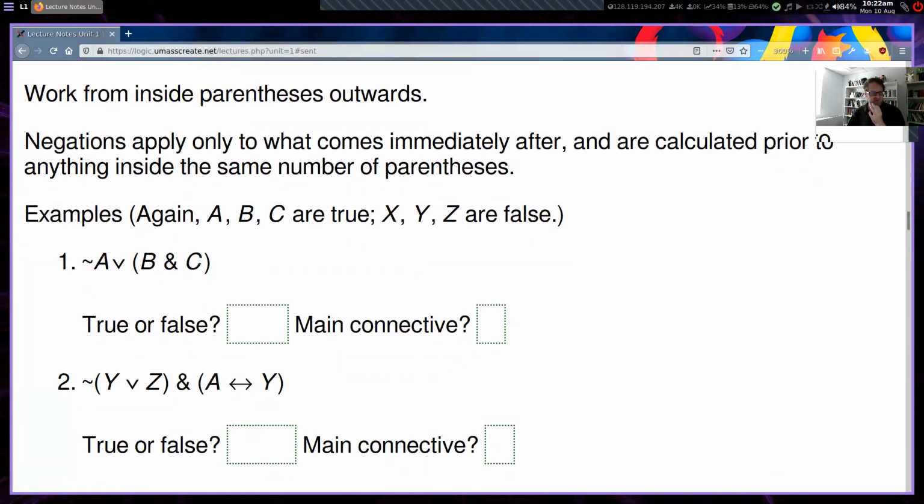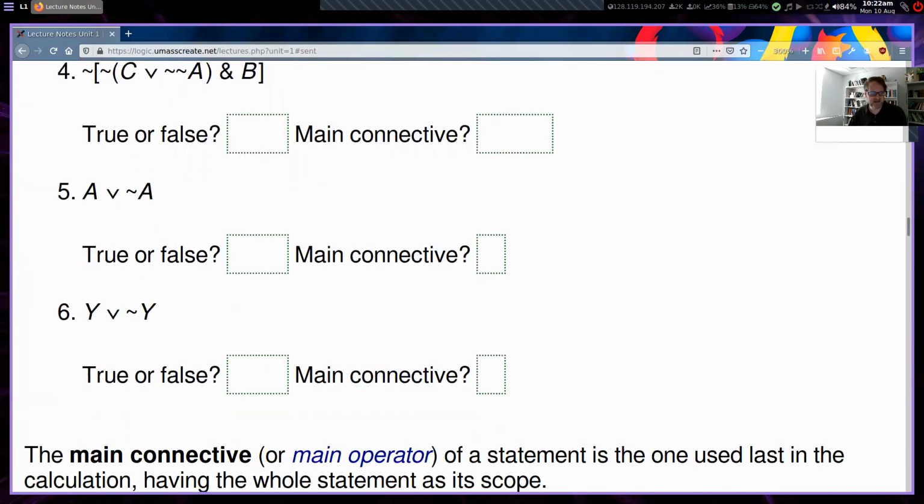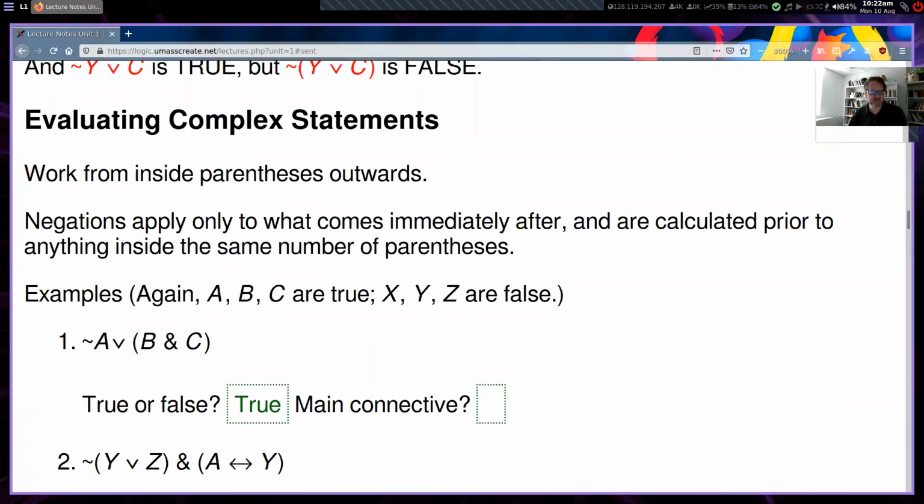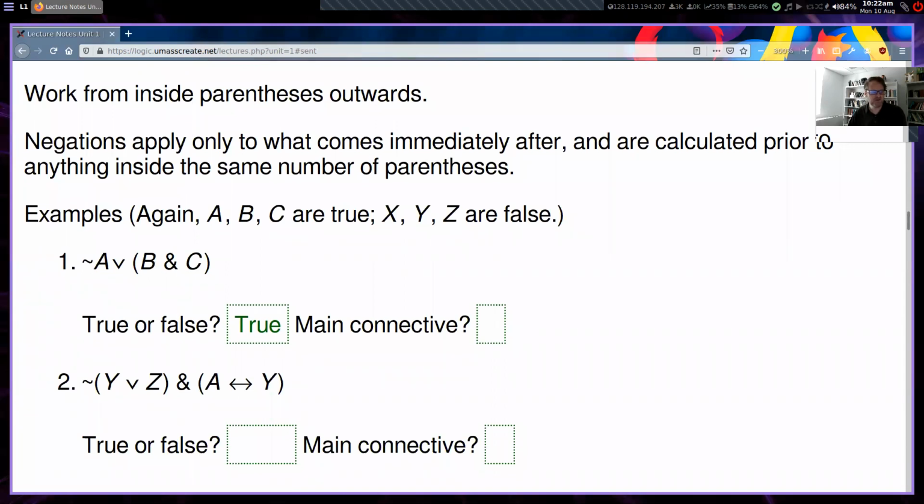B and C, we do that in parentheses. True and true is true. Not A, we're going to do the not before we do the wedge because it's inside the same number of parentheses. So since A is true, not A is false. False or true is true. The last thing I calculated there was the or. We have a special name, called the main connective or the main operator, for the last thing you calculate. That's the glue holding the entire statement together. For this first example, it is the wedge, the or sign. The and only applies to the B and C, but the or, as it were, glues the entire statement together. We call that the main connective.